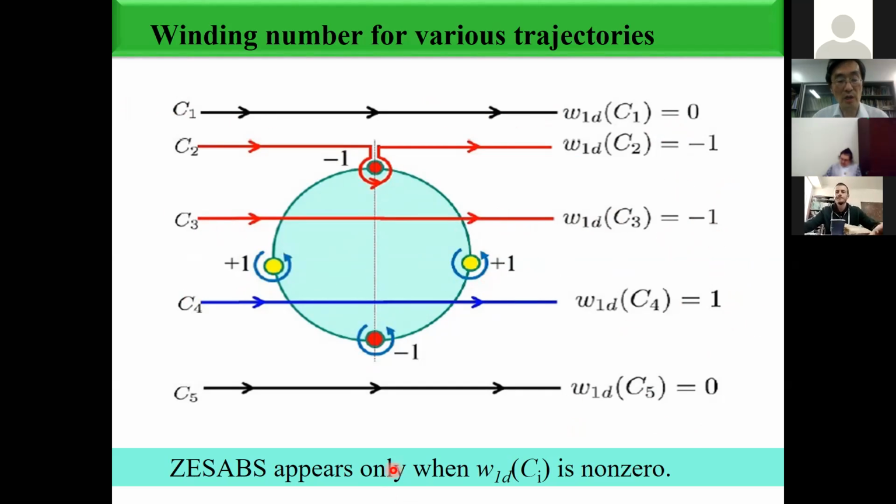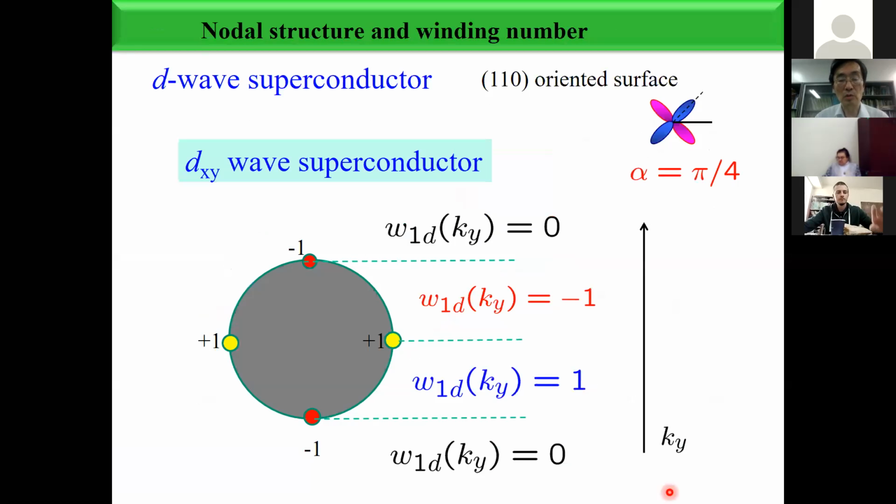Then the zero energy surface Andreev bound state appears only when the winding number is non-zero. So it can be expressed like that. In this KY region, there is no Fermi surface, so the winding number is 0. On the other hand, here it is -1, here it is +1, and here it is 0. This is the understanding of the winding number for fixed KY.